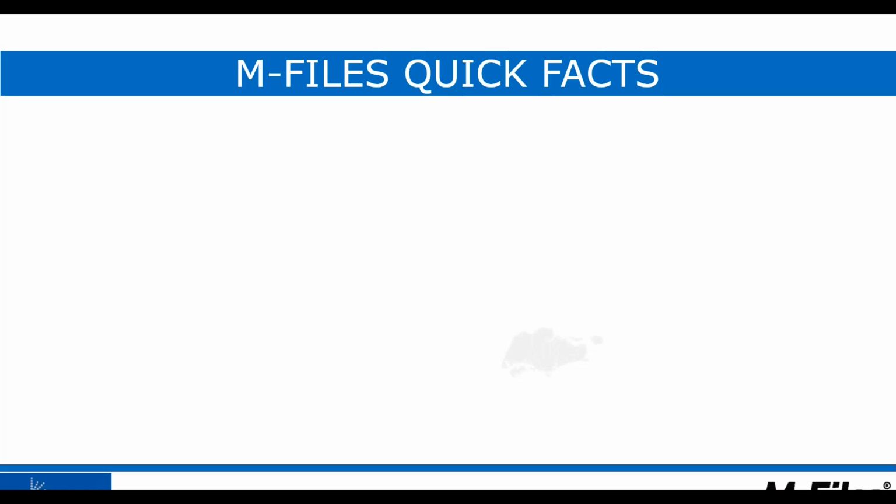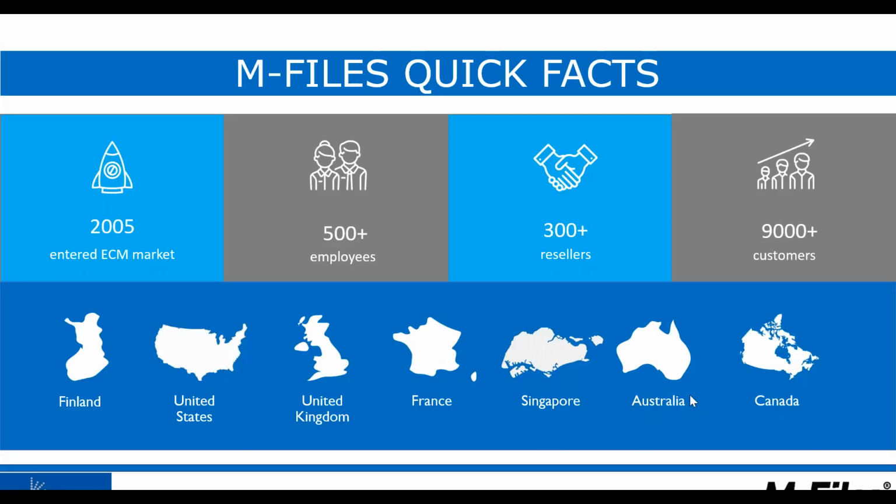So just a few quick facts on M-Files. M-Files has been in the ECM market for more than 10 years now. They have more than 500 employees around the world, more than 300 resellers around the world, and also more than 9,000 customers all over the world. Their main offices can be found in Finland, US, UK, France, Singapore, Australia and Canada.